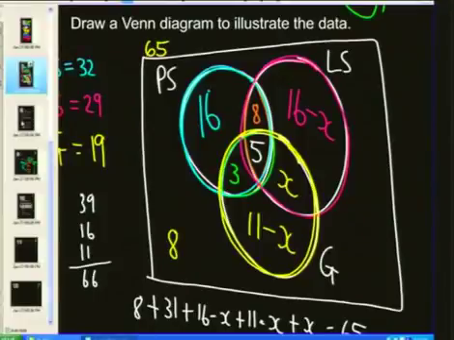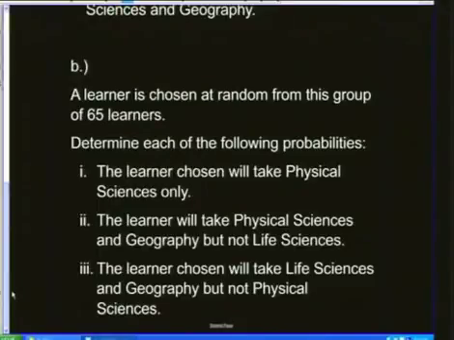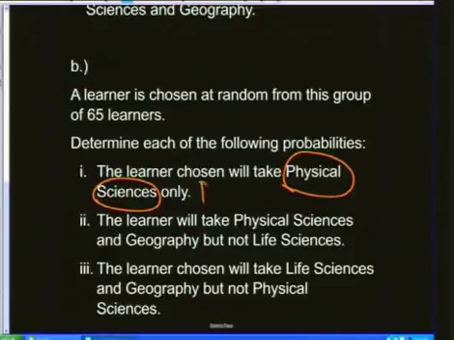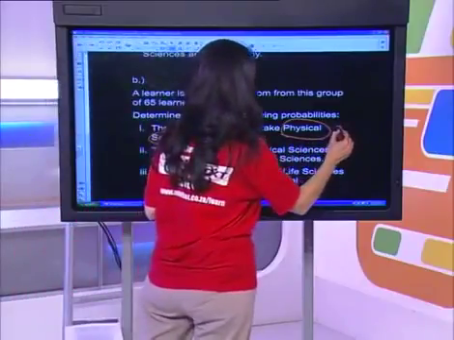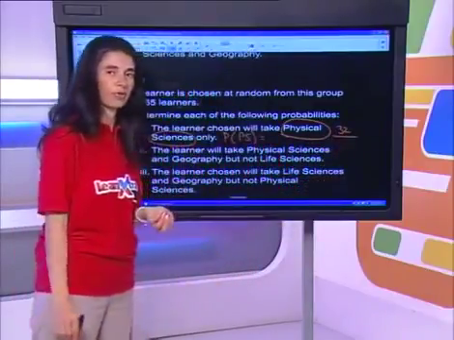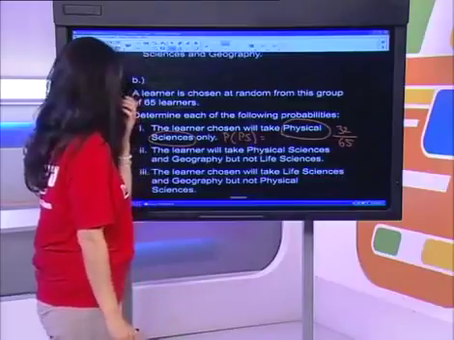Now, let's just work through the same problem, but determine each of the following probabilities. The learner chosen at random will take physical science only. So if you want to know the probability of only physical science, we'll write down probability of physical science. How many physical science students are there? We were told that there were 32 students, and what is the total number of students in the survey? There were 65. So that's the probability of the physical science students.